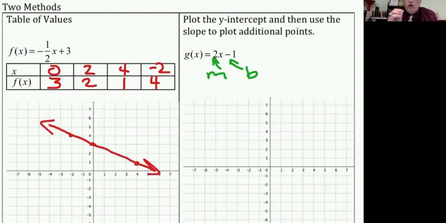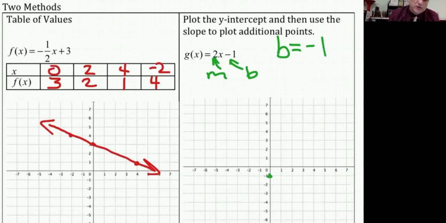All right, so what we're going to do is first plot the y-intercept, plot the b. So b is negative 1. We're going to go right to negative 1 on the y-axis, and we're going to plot that point. There's your first step.